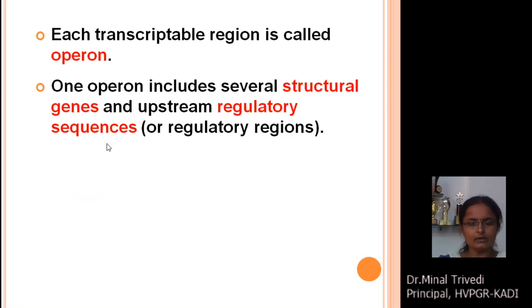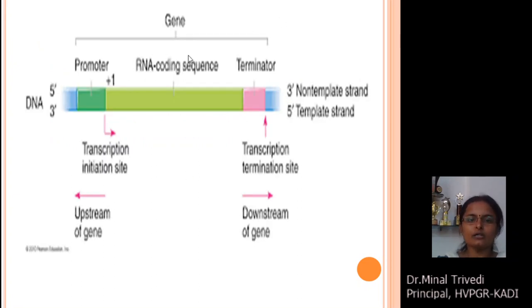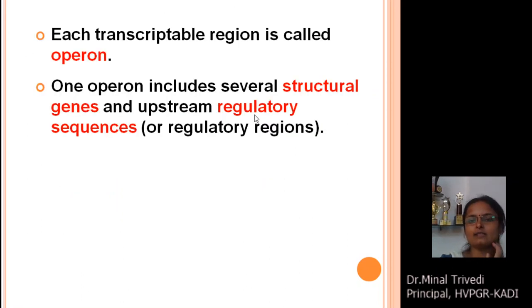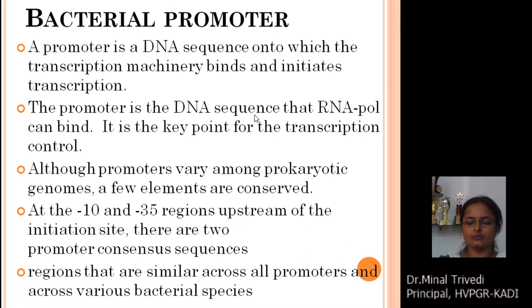Each transcription region is called an operon. You can see over here the promoter followed by the RNA coding region, which is actually a gene that will be transcribed, and the terminator sequence. And this entire component is known as an operon. Each operon consists of structural genes and regulatory sequences for the mechanism of transcription.